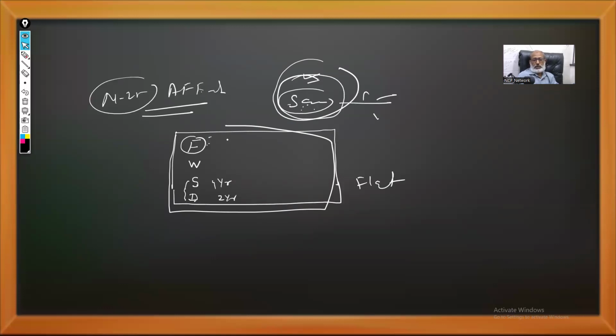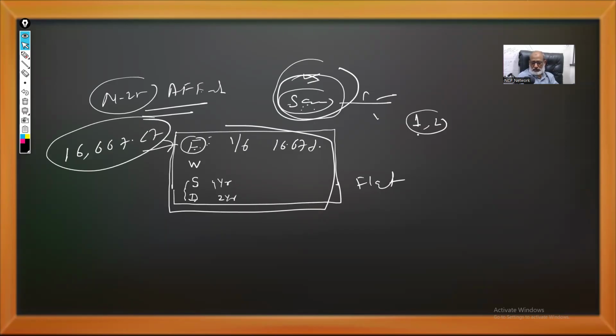According to the Islamic Sharia, the share of this father is 1 by 6, that is 16.67%, whatever is the cost of the flat. If we consider the cost of the flat to be, let's say, 1 lakh rupees, how much is the share of this father? Not 16 lakh. It will be 16,667, 1 by 6 of the total.